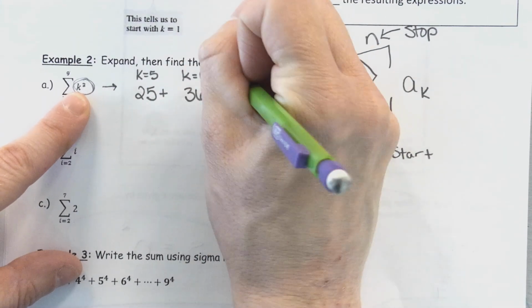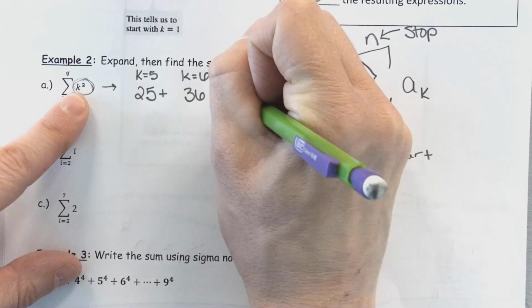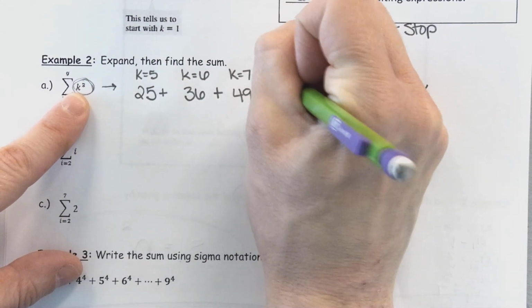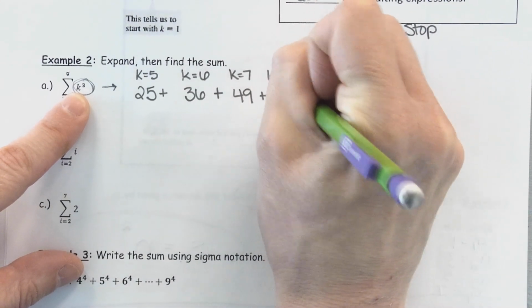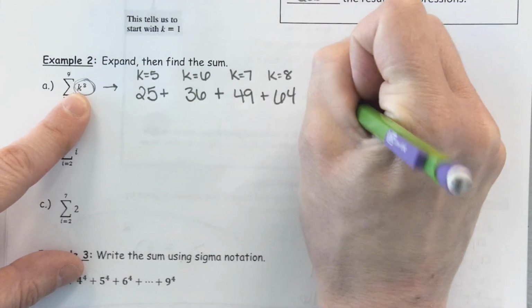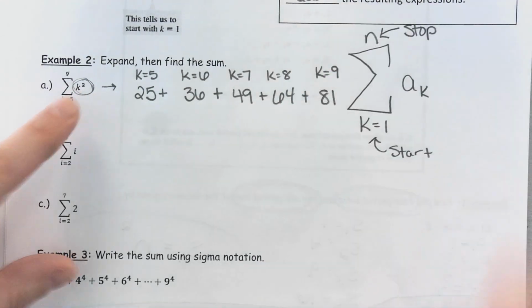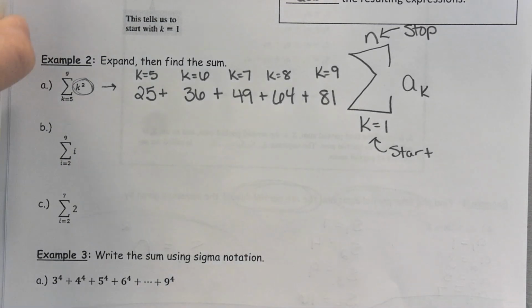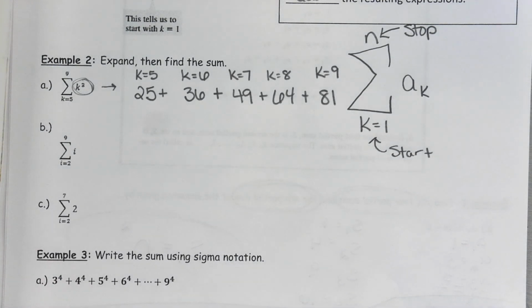36. If I plug in 7, 49. If I plug in 8, 64. If I plug in 9, 81. Do I need to go further? No, because this is my starter, this is my stopper. Now, these we are going to brute force. This isn't as much of brute force as it could be, but we're going to add them all together. What do you get?